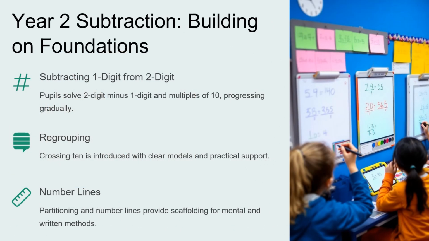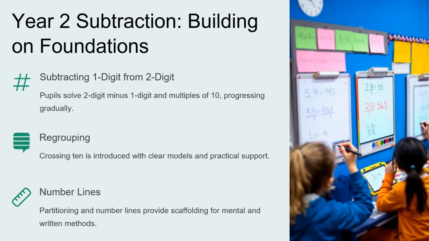As the children progress into Year 2, they begin to build on the foundations that they started to develop in Year 1, and they move on to subtract a 1-digit number from a 2-digit number this time, and with multiples of 10 as well, progressing gradually as they go. They also are introduced to regrouping, so this is where we cross the tens boundary. Obviously, when we jump from a 1-digit number to a 2-digit number, there's always a chance that we might have to cross our tens boundary. So they do that with clear models and lots of practical support, again using all of our concrete resources to help us with that.